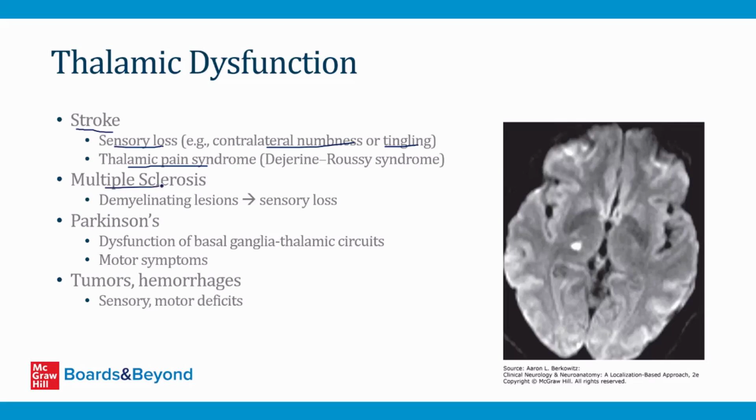Multiple sclerosis is famous for affecting the thalamus. Demyelinating lesions can lead to sensory loss. Parkinson's disease involves dysfunction of basal ganglia thalamic circuits, and this leads to motor symptoms, which I talk about in other videos. And then there can also be tumors or hemorrhage into the brain that can damage the thalamus, and this can lead to various sensory and motor deficits.